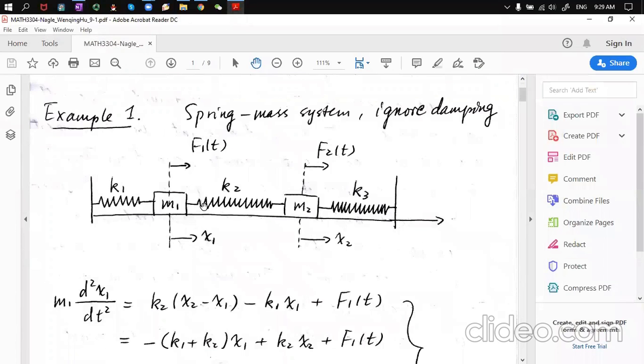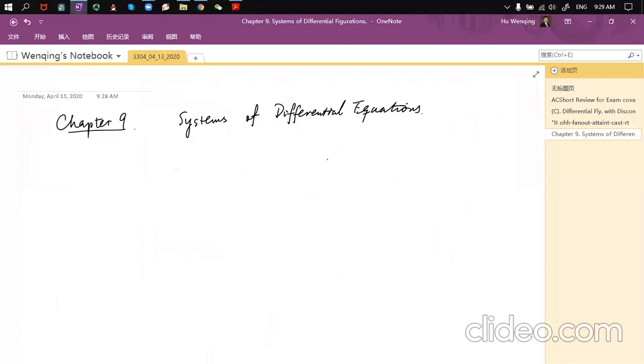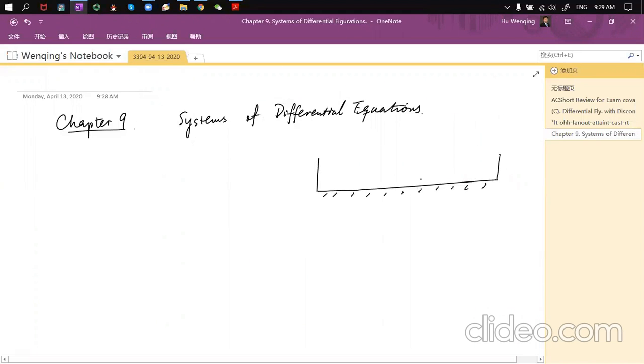Let me first show you such an example, which I'm going to call the spring mass system. We have a spring mass system on the horizontal axis, where the floor has no friction.